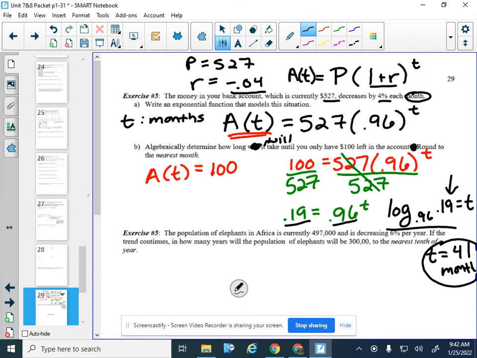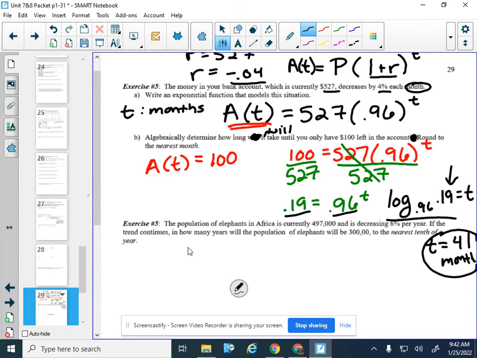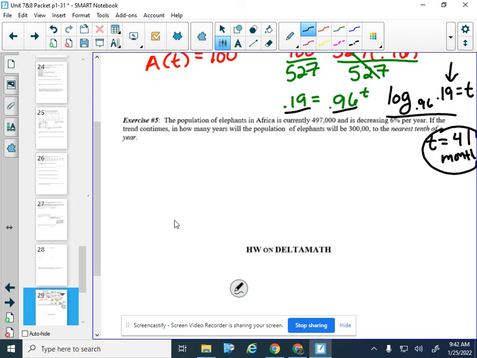Looking at the next one, it's very similar. It says the population of elephants in Africa is currently 497,000 and is decreasing 6% per year. If the trend continues, in how many years will the population of elephants be 300,000? I just missed a zero there.